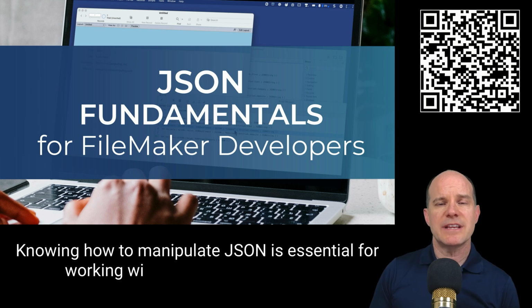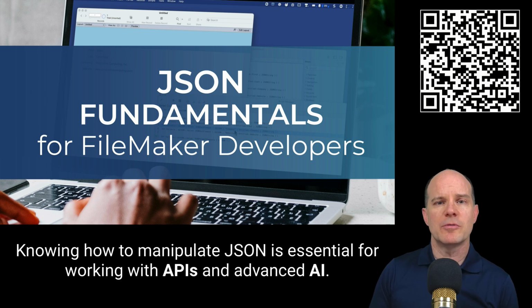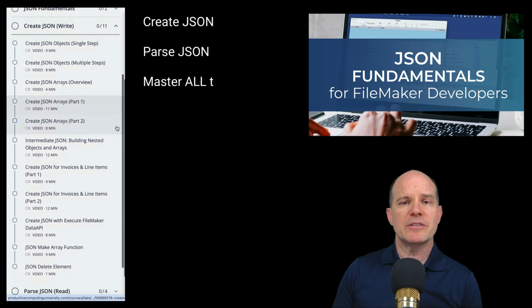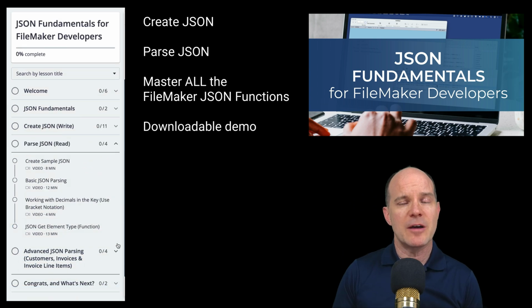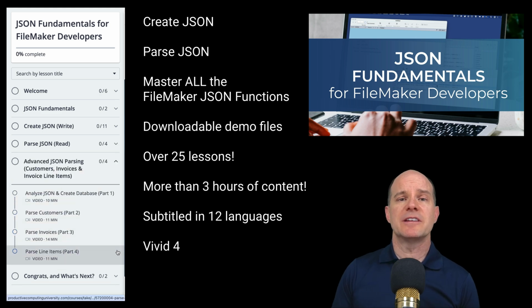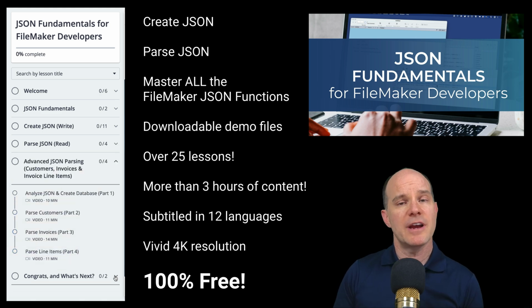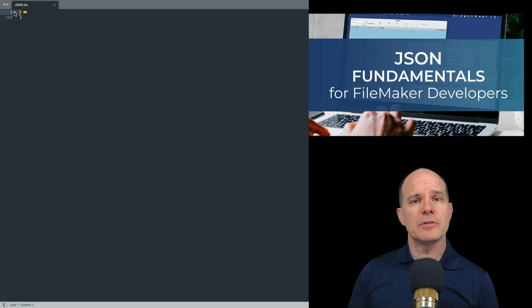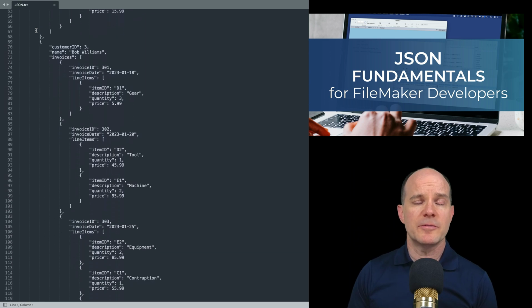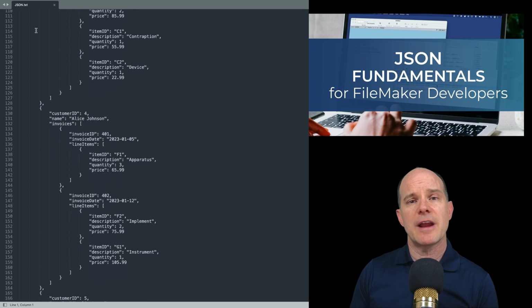Knowing how to create, parse, and manipulate JSON is essential in order to integrate FileMaker with the world of APIs, Claris Connect, artificial intelligence, and more. In this complete course, we'll cover everything you need to know about JSON from the perspective of a Claris FileMaker Pro developer. We're making this course available for free because we feel it's an important and essential building block for you to understand in order to advance your skills to the next level. And once you learn how to manipulate JSON formatted text, you are that much closer to accomplishing your first API integration in your own FileMaker apps.